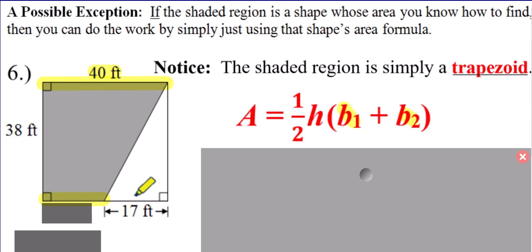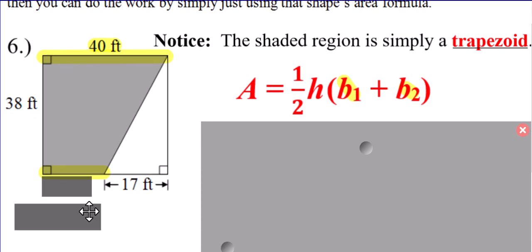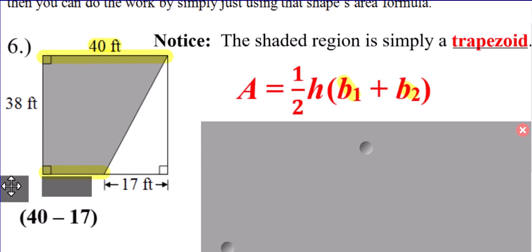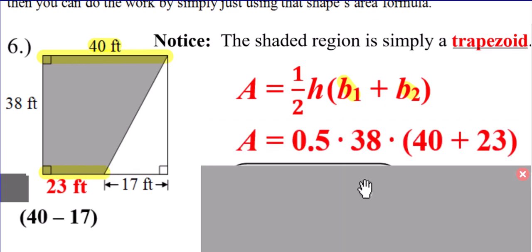Okay, did you already figure out base 2 down here? If you take the total length left and right of 40 minus the left and right length here of 17, then that will give you the left and right length that we need remaining for base 2. 40 minus 17, boom, is going to give you 23 feet. And that is base 2. Hopefully you figured out the height touches the right angles for the bases, so that would have been the 38 feet. This is your substitution step.